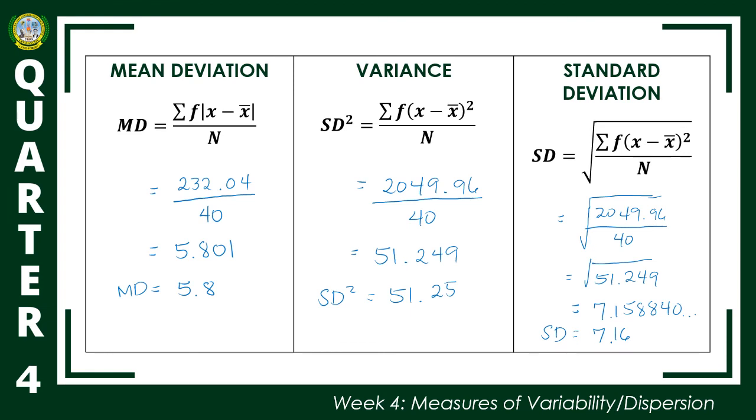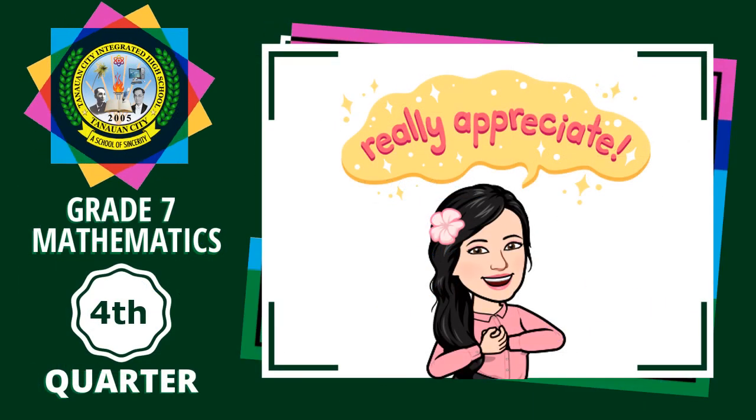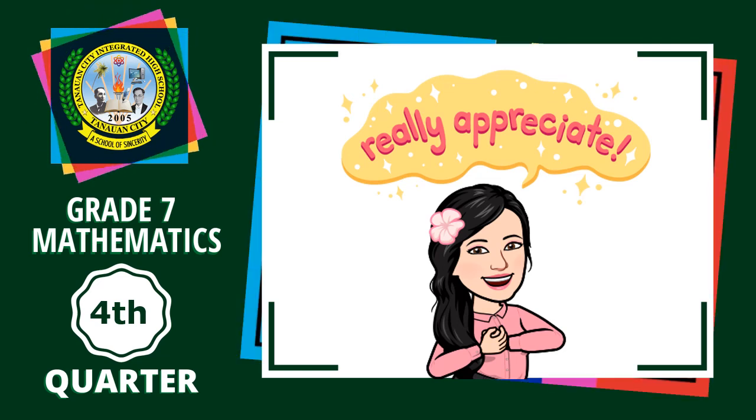Okay? For the range, we have 30. For the mean deviation, we have 5.8. For the standard deviation squared or the variance, we have 51.25. And for the standard deviation, we have 7.16. So that is the measures of variability or dispersion for group data.